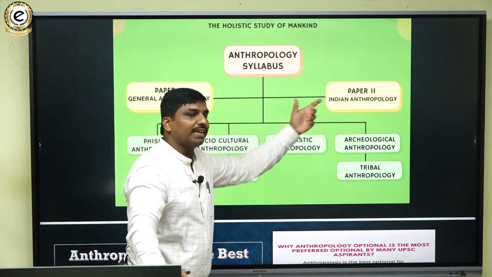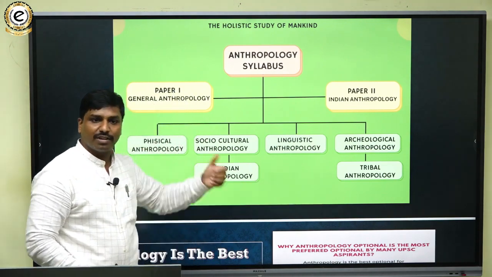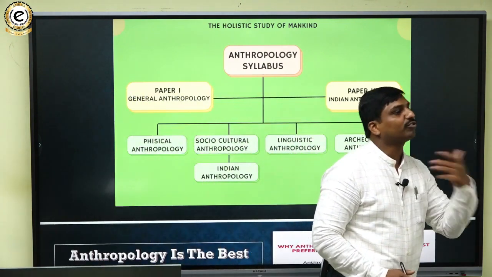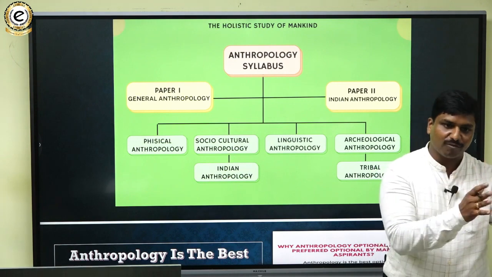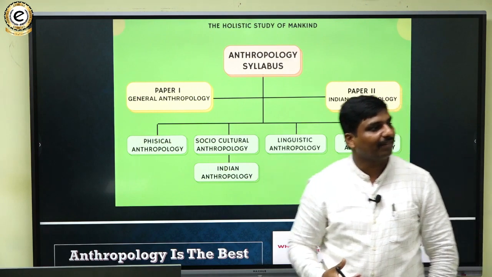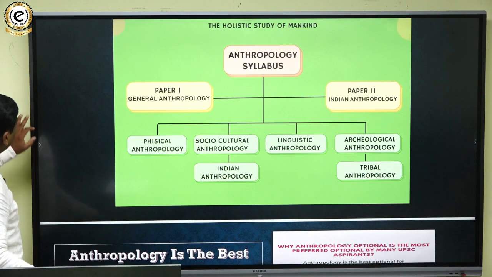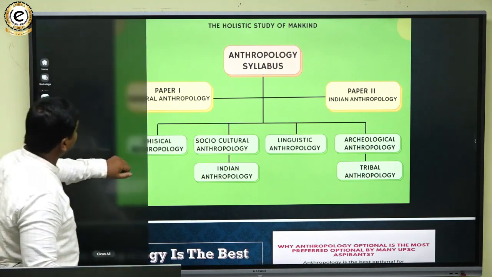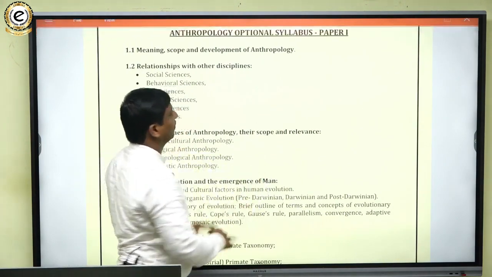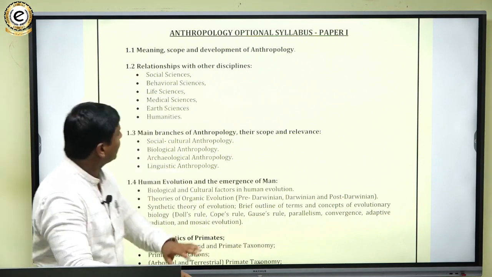In paper two, we will have two major sections. One would be Indian anthropology. Roughly half of the portion would be Indian anthropology, and the next portion would be tribal anthropology. We will study that one also. So these are the major six portions which we'll be covering in anthropology. The syllabus is very well defined. You will get it online also; you can download it or collect it from the management.